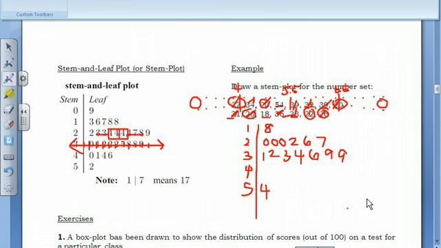So that is it for the stem plots. Oop, I didn't have a key, did I? 1, 8 means 18. That's it for the notes. Good luck with the exercises.